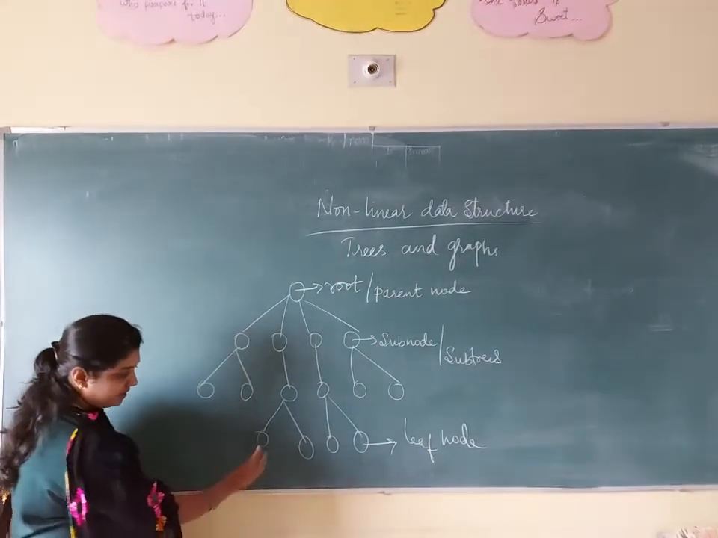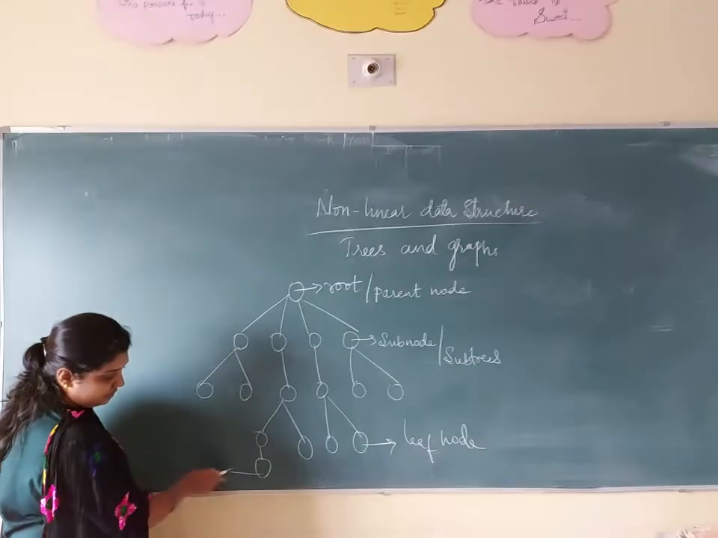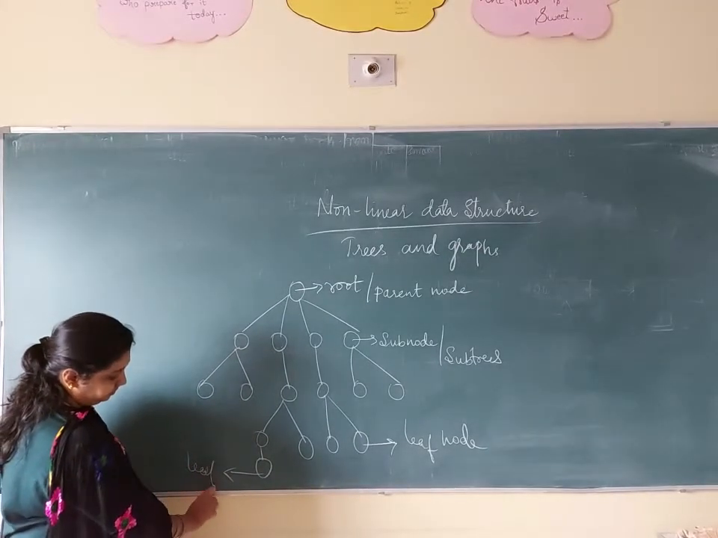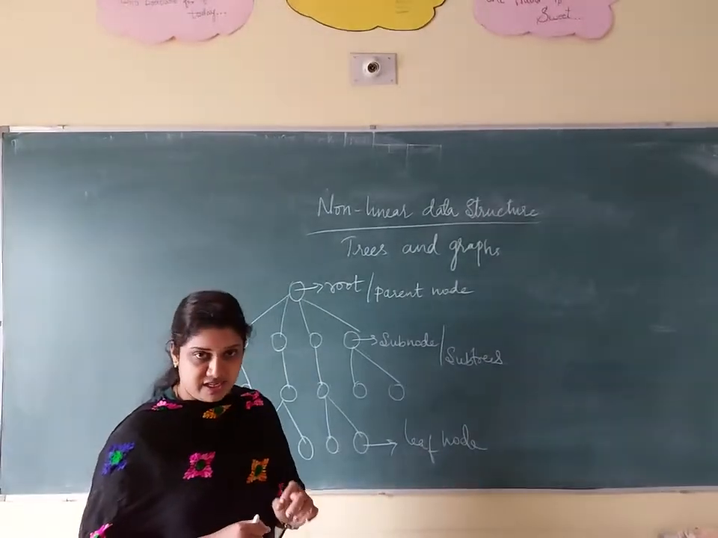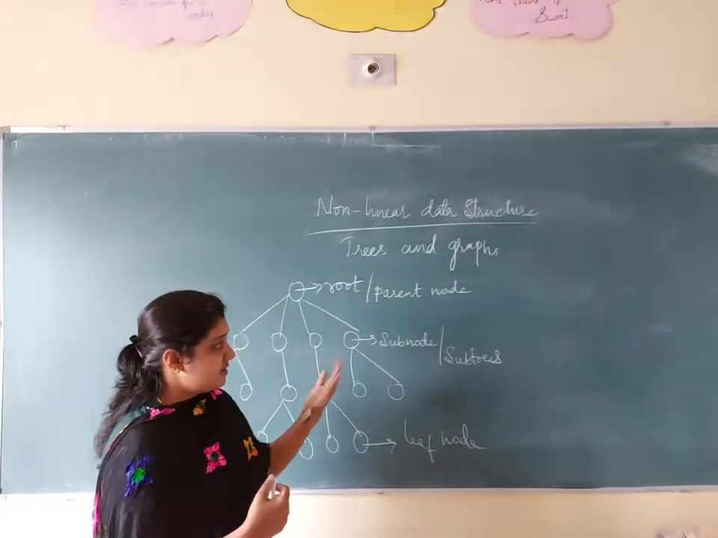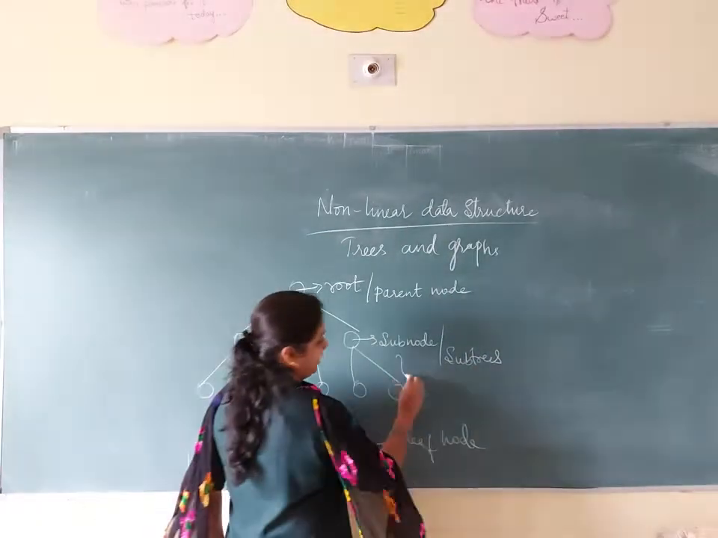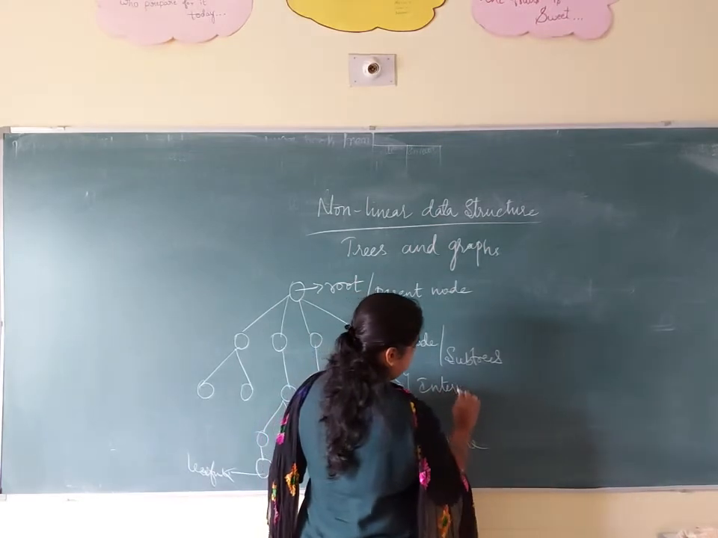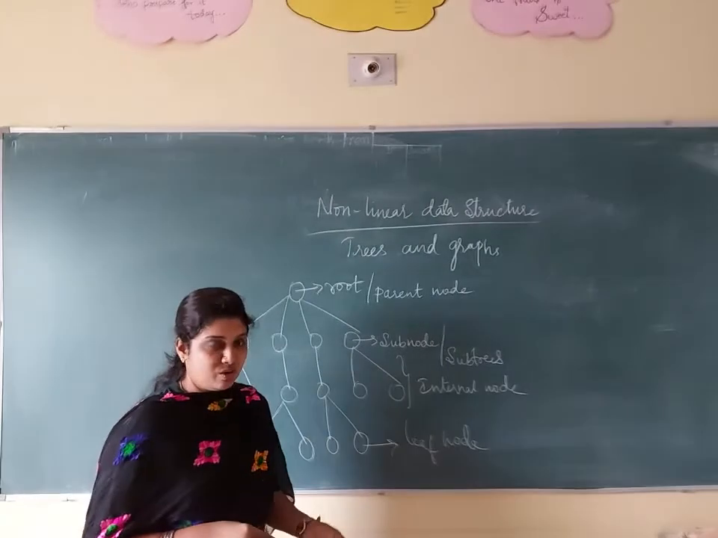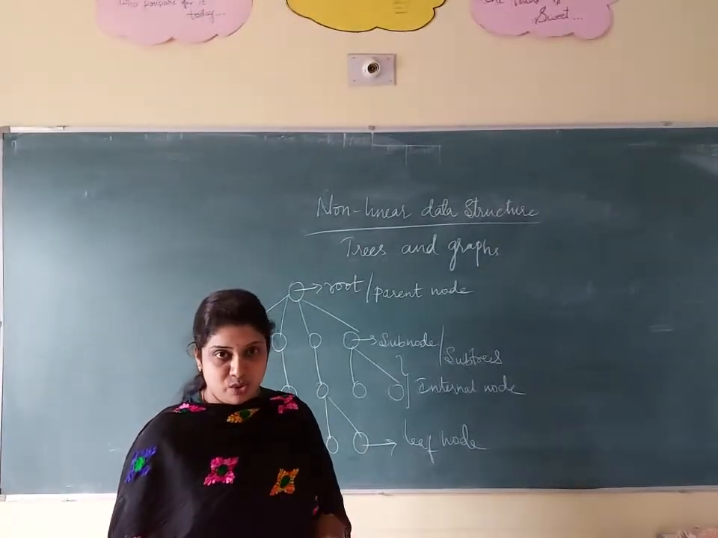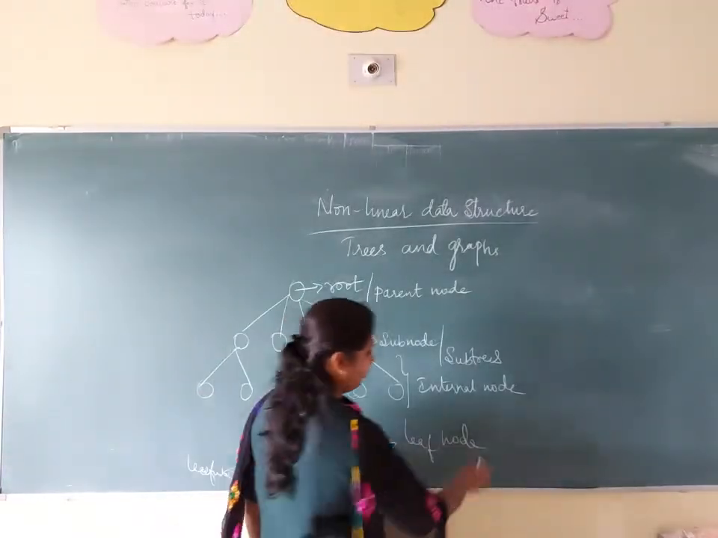Suppose here I have only one node, then what will happen? Instead of this one, it will become your leaf node. A leaf node is a node which does not contain any child node. And a subtree or subnodes are also called your internal nodes. What is meant by internal nodes or subnodes? It is a node which contains child nodes.